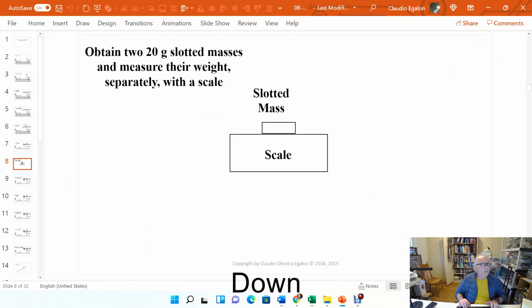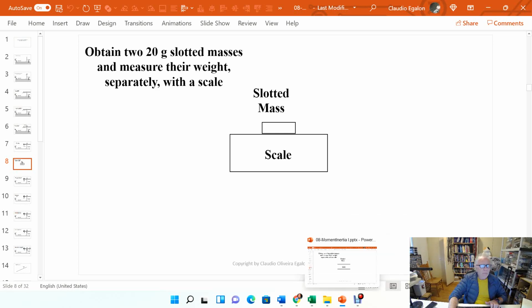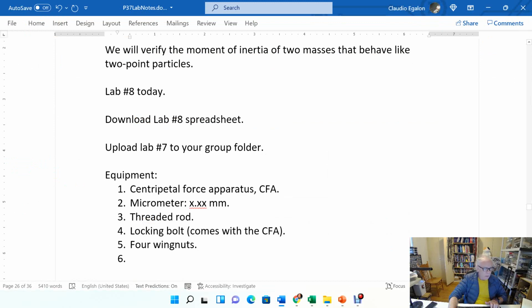Next thing you're going to do, you're going to get a slotted mass, 20 grams slotted mass, and I'm going to measure its weight with the scale. So here you go, slotted mass, and there will be several slotted masses there. The 20 grams is just one of them.